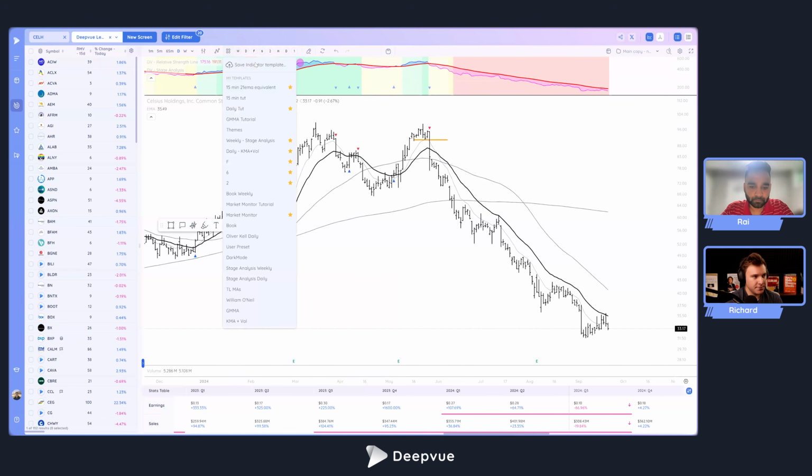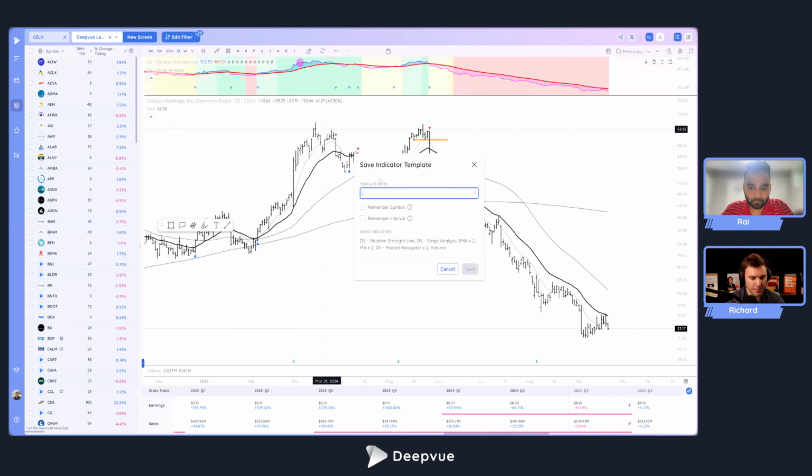You can click this here, click Save Indicator Template. We'll name this tutorial. I have a lot of templates named tutorial because I've done a lot of tutorials. We'll just call it SEP.